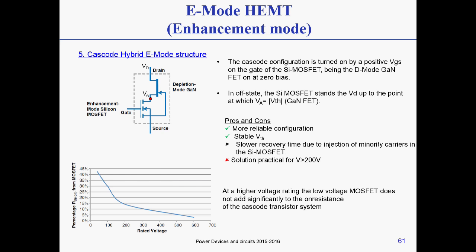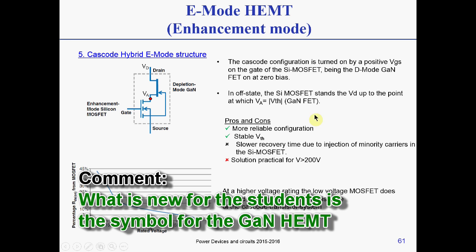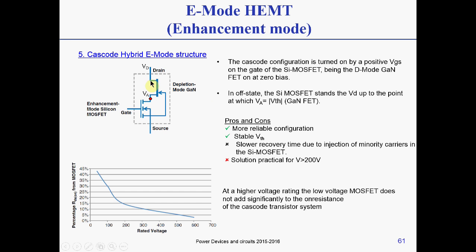The pros of this structure is that it's very... So something new for you is the symbol for the HEMT. The symbol for the GaN HEMT. It's like a MOSFET, but you don't have the capacitor at the gate. Yes, exactly, because you don't have the insulator. Yeah. This is indeed a silicon MOSFET, because you have the classical symbol. Yes, so it's very stable, this device, because the threshold voltage depends on the silicon MOSFET, and it's very reliable.